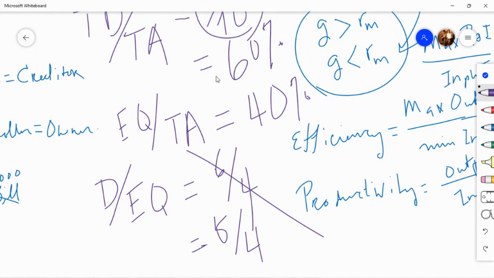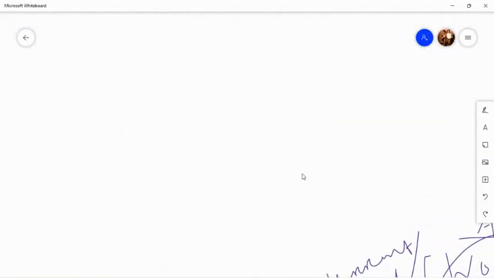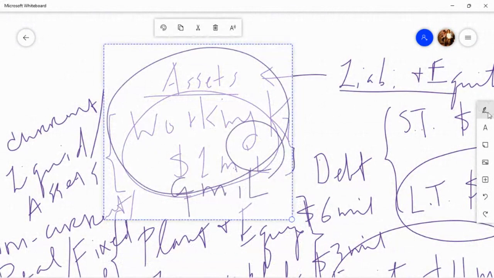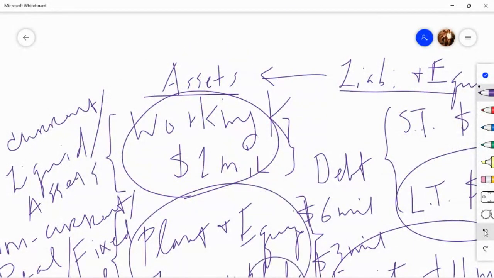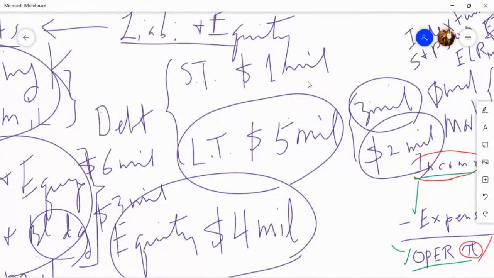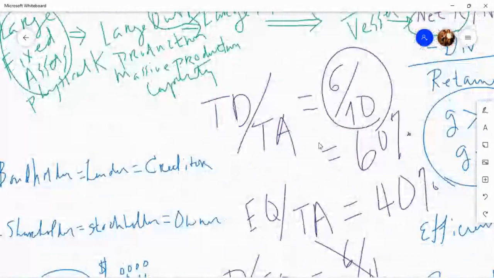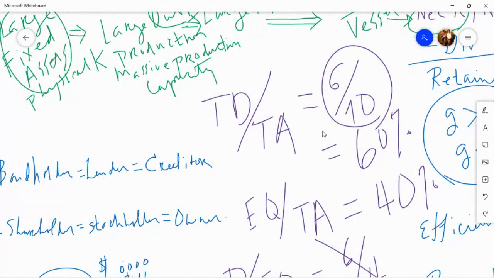When we take debt to equity ratio, we don't include short-term debt. This is not included. Short-term debt is not included. Okay? It's not included in debt to equity ratio. Only the long-term debt is included in the debt to equity ratio. Why? Because long-term debt and equity are considered capital. They are long-term capital, whereas short-term debt is not capital.